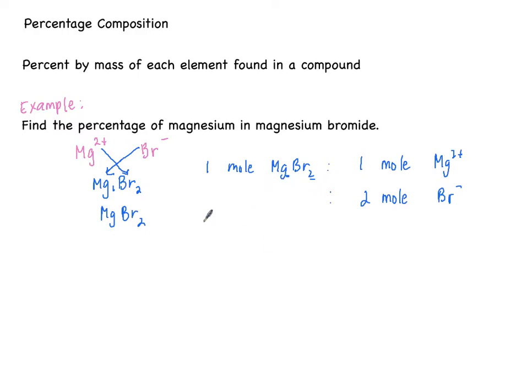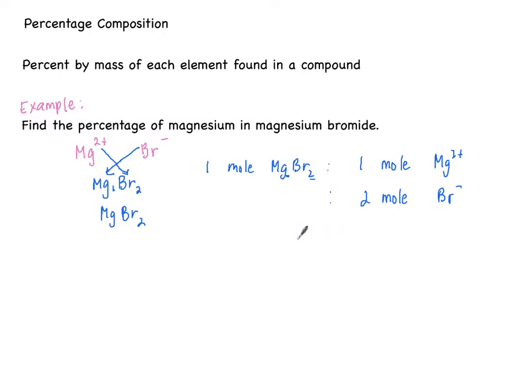So what do we do now if we're trying to find the percentage composition by mass? Well, that means we've got to find out the mass of 1 mole of magnesium and 2 moles of bromide, which is conveniently found in our periodic table, which gives us the molar mass of each compound.